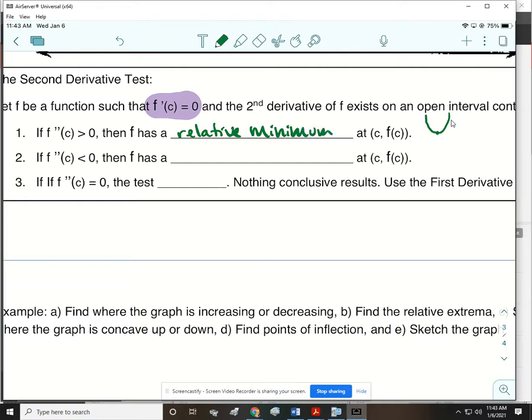All right, and then we have this second derivative, and it's negative. It is a critical number. So a critical number where the second derivative is negative means it's concave down. Concave down with a critical number produces a relative maximum.